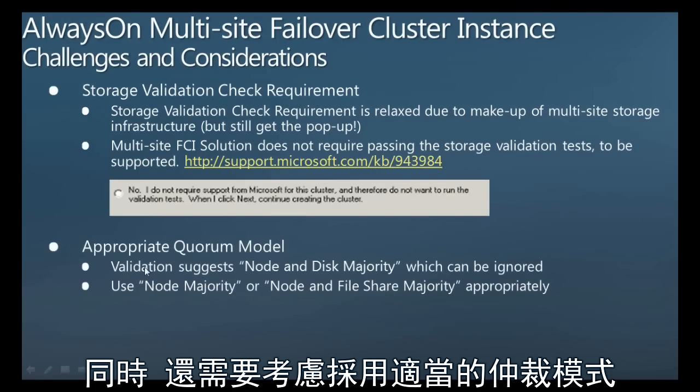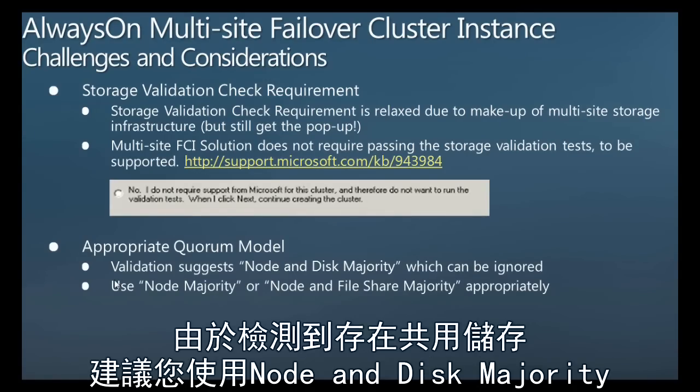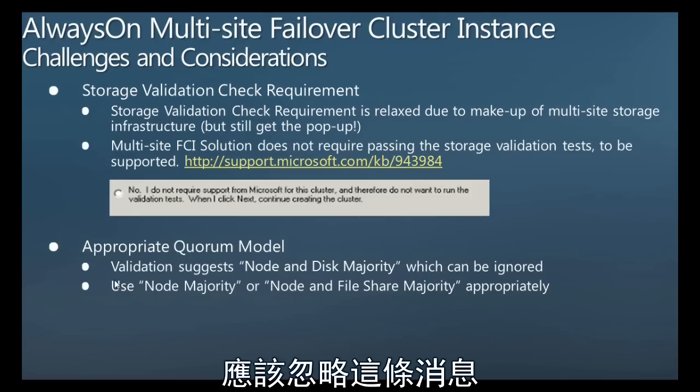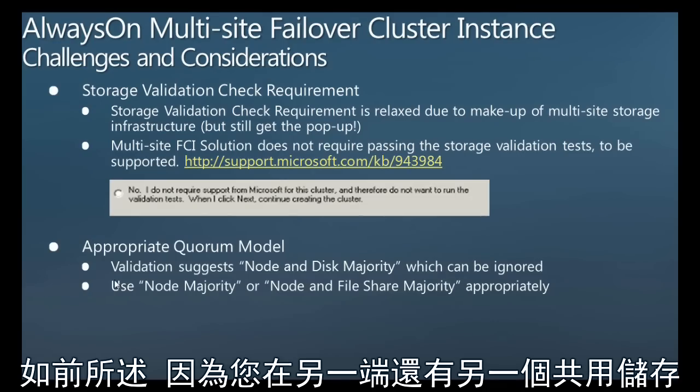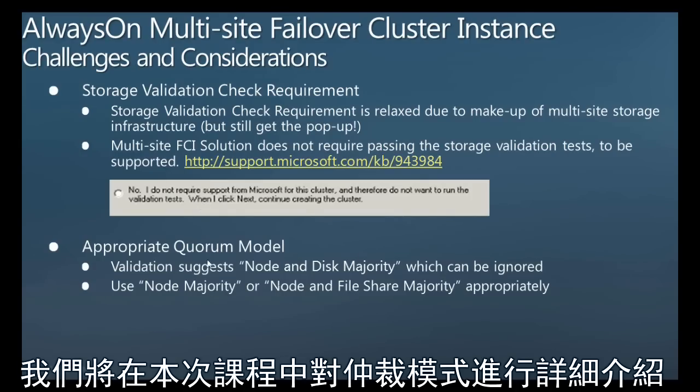Also, you need to consider the appropriate quorum model. If you run the cluster testing when you set up Windows Server clustering, the validation suggests you use node and disk majority because it detects there's a shared storage. This should be ignored, as I just mentioned, because you will have another shared storage from the other side. So the correct way is to use node majority or node and file share majority. We'll talk more about the quorum model in this session.